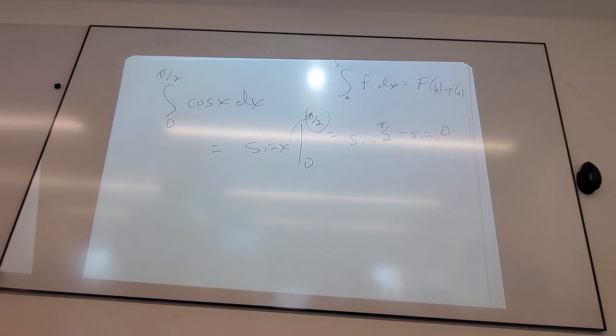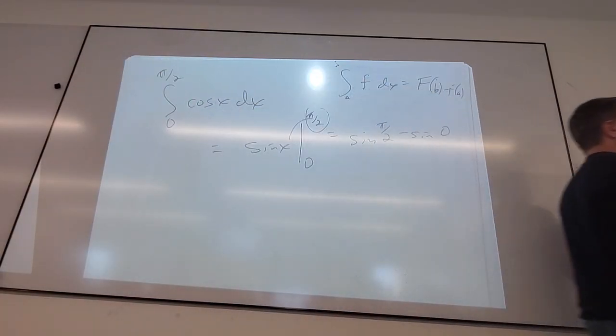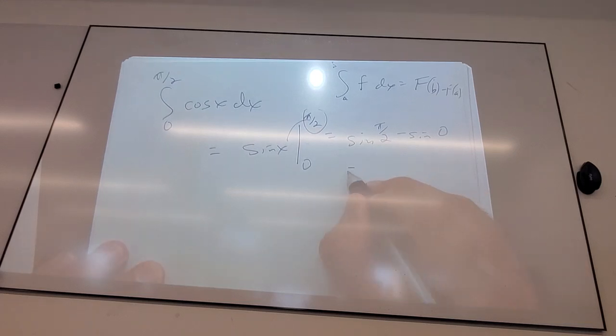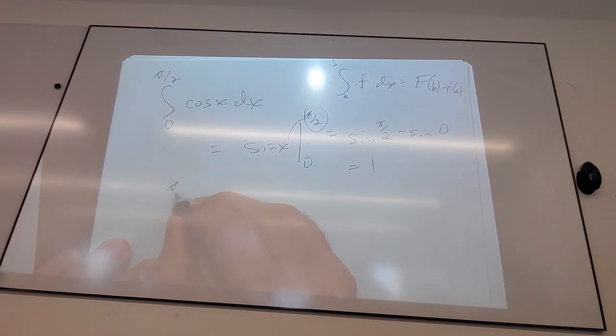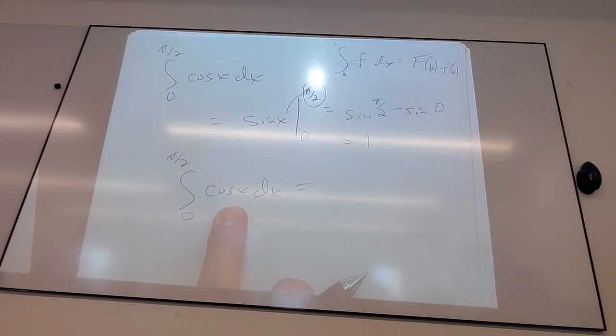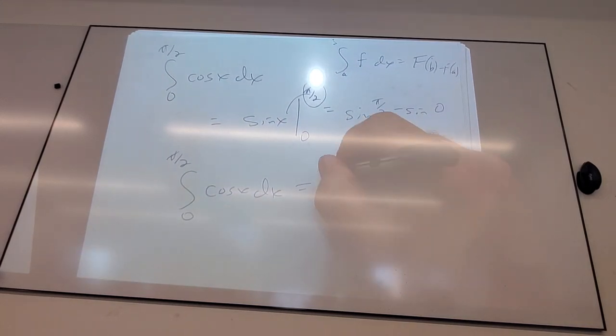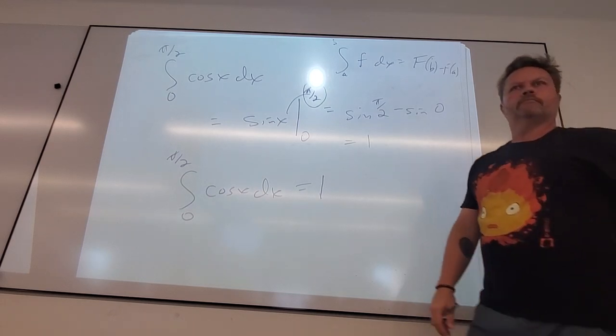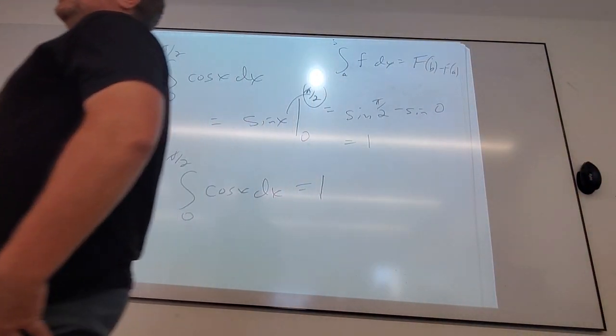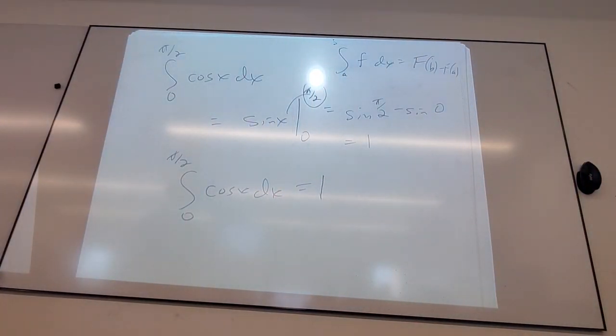Plug the numbers in. What is the sine of pi over 2? 1. And what's the sine of 0? 0. So what's really trippy, if you let it be, is that the area under cosine from 0 to pi over 2 is 1. That's neat. Totally not expected. Unless you already knew that.